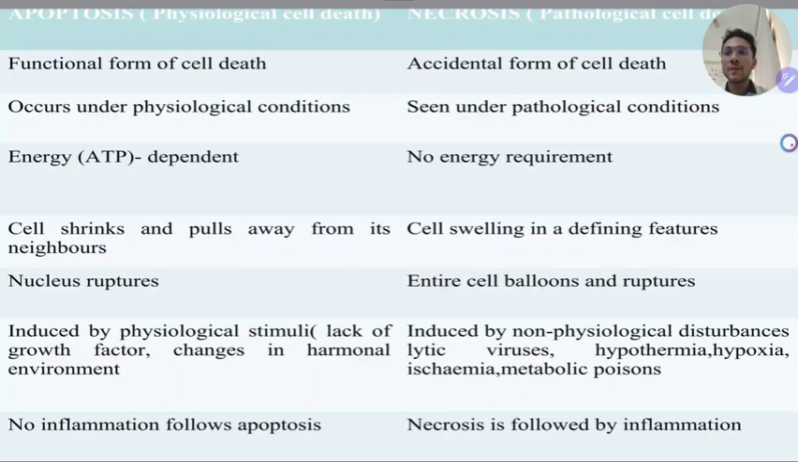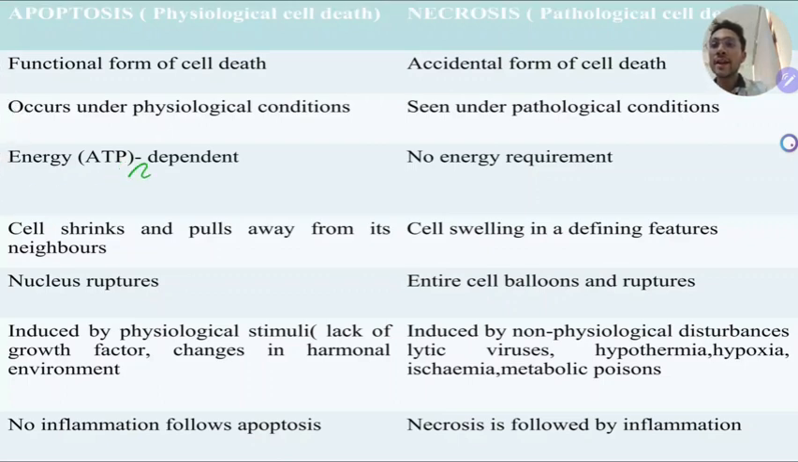Here is a table to show the difference between apoptosis and necrosis. Apoptosis is a physiological cell death and necrosis is a pathological cell death. Apoptosis is the functional form of cell death, whereas necrosis is the accidental form of cell death. Apoptosis occurs under physiological conditions, whereas necrosis is seen under pathological conditions. The main difference is that apoptosis is an ATP dependent process, whereas necrosis is not dependent on ATP, meaning no energy is required for necrosis.